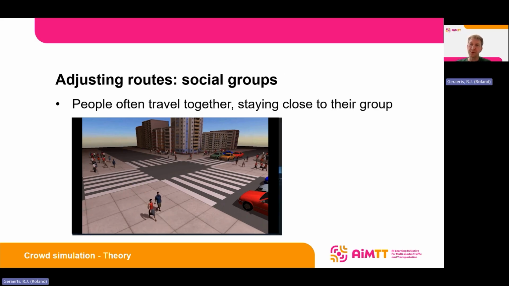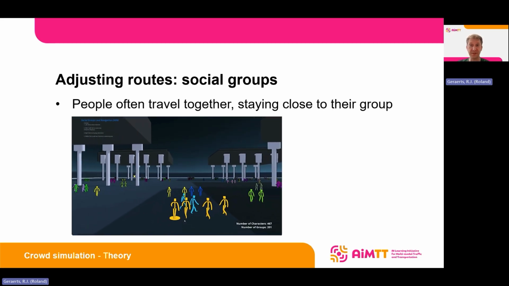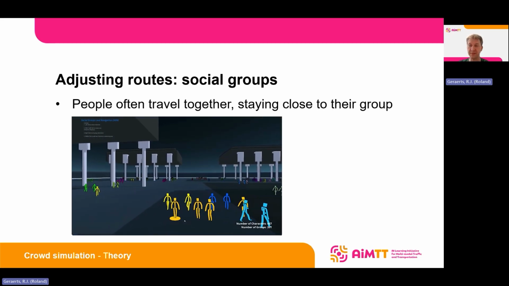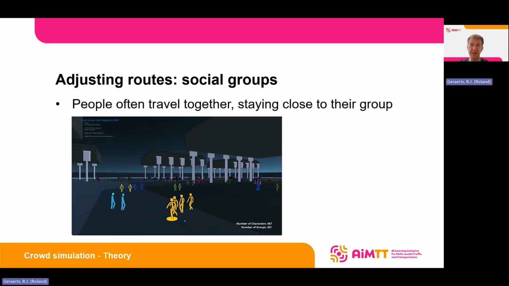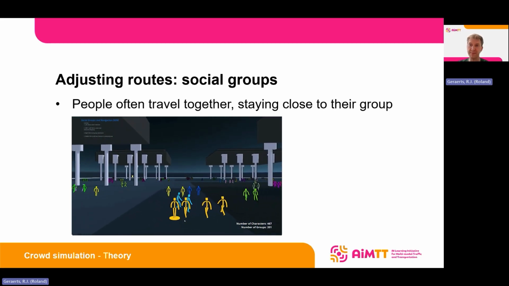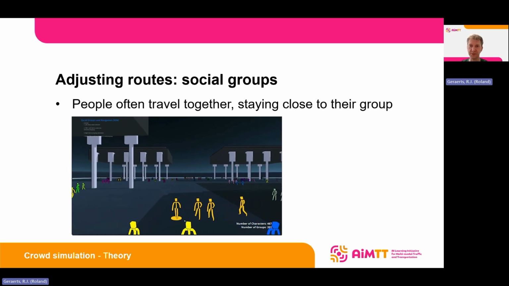Another important aspect of realistic crowd simulation is the representation of social groups. People rarely travel entirely on their own. At many events, visitors arrive with friends, family members, or colleagues and tend to stay together through their visit. This social behavior has a significant impact on crowd dynamics and therefore needs to be considered in simulation models.